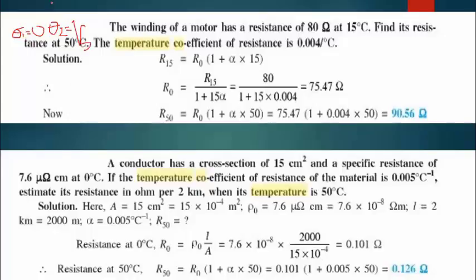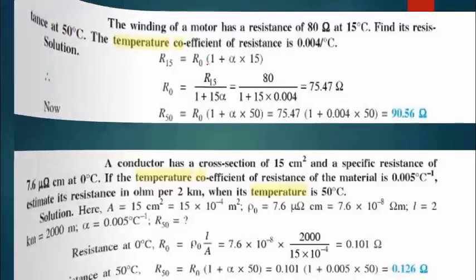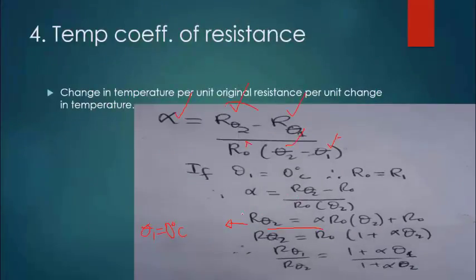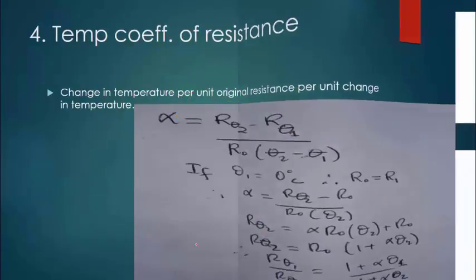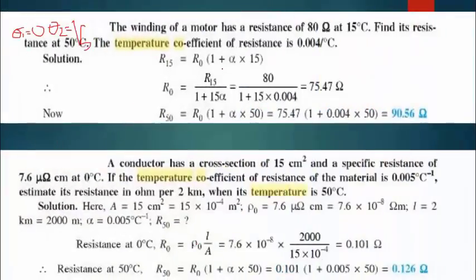I said there are two approaches of solving, but this is the general way of finding R naught. I'm doing this so that we can use this value, because our initial has to be 0 degrees centigrade. Therefore, if we use this formula, we can get our R naught, because R at 15 we have, it is 80 ohms, divided by 1 plus 15, which is the theta 2, times the temperature coefficient of resistance, and we can get our R naught there.